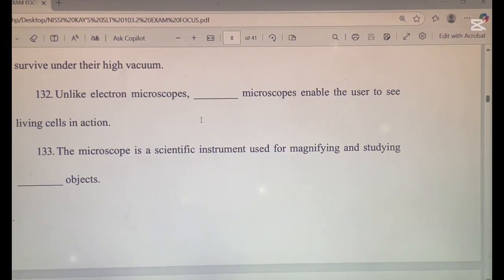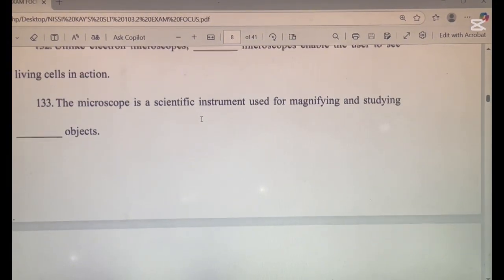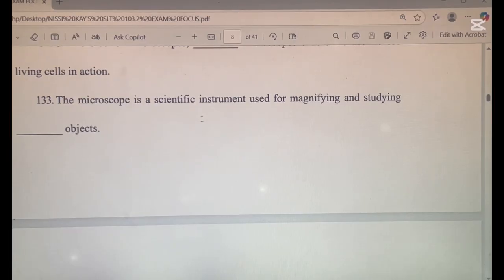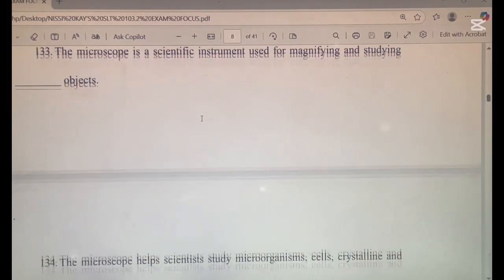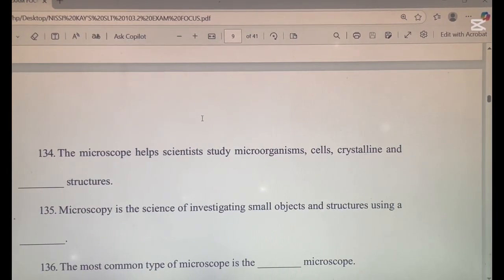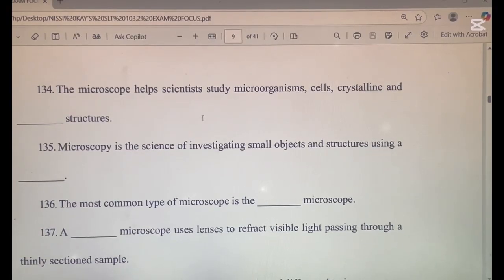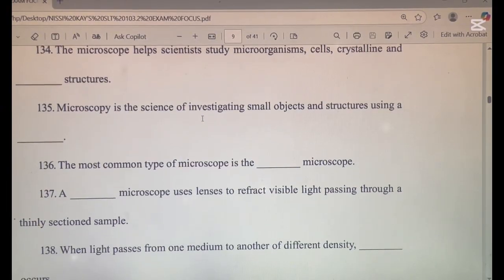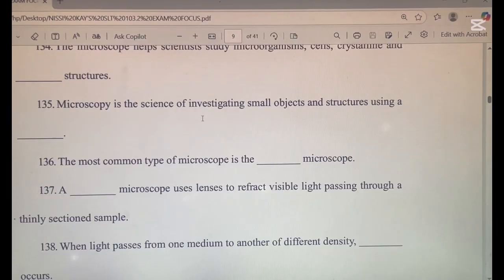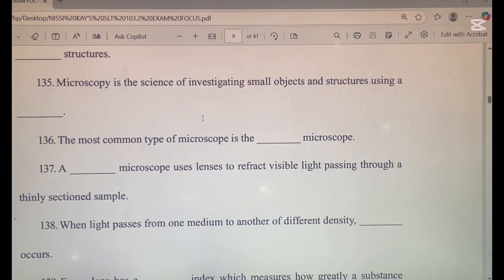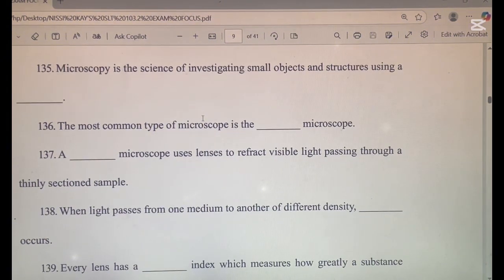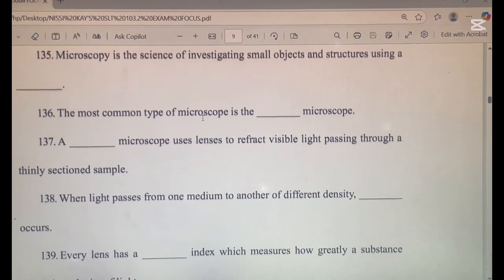All right, so the microscope is a scientific instrument used for magnifying and studying very small objects. The microscope helps scientists study microorganisms, cells, crystalline, and molecular structures. Microscopy is the science of investigating small objects and structures using a microscope. The most common type of microscope, we've talked about it before, is the light microscope.